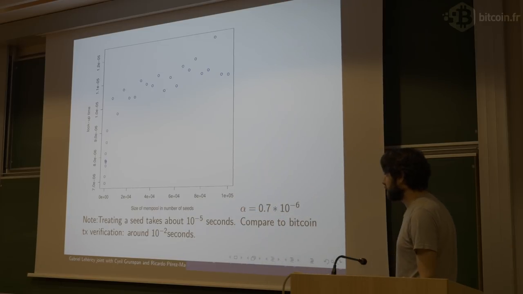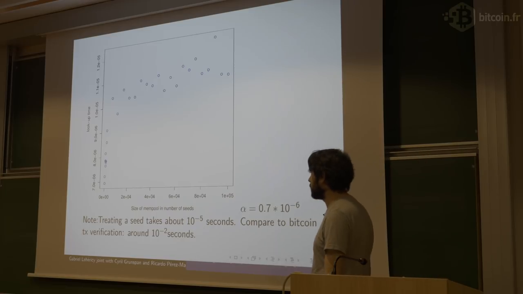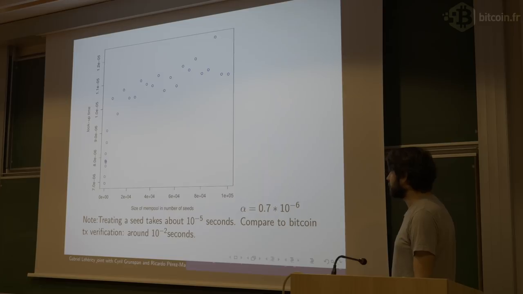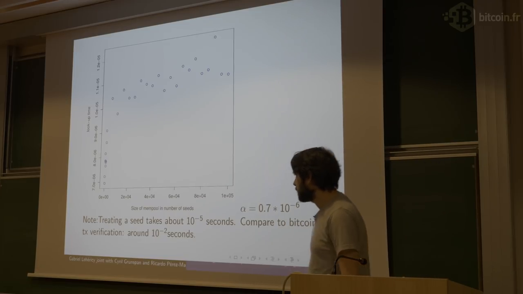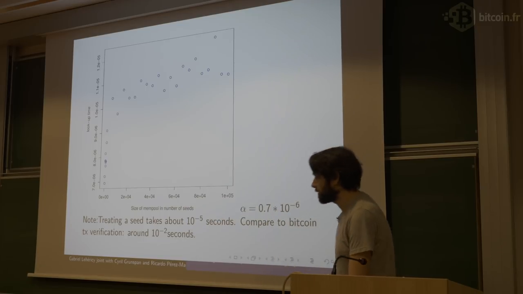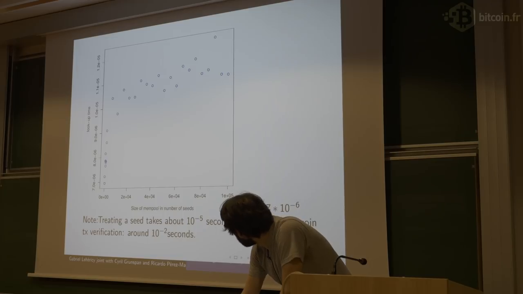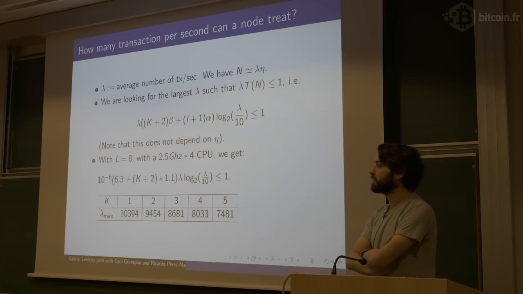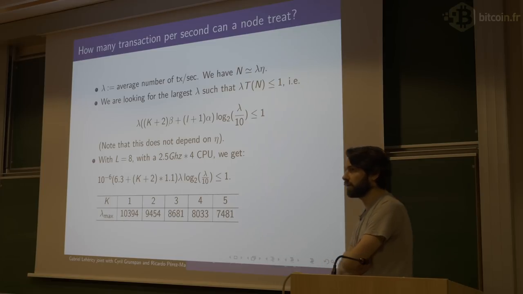And here you have the justification of what I said earlier. I told you that it takes about 10 to the minus 5 seconds to treat a seed. You see it on this graph. It's a lot quicker than transaction verification in a Bitcoin network. Now, with these values of alpha and beta, we can estimate how many transactions this routing algorithm can process.